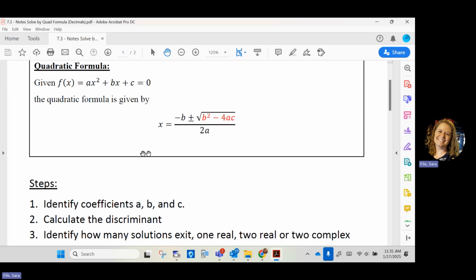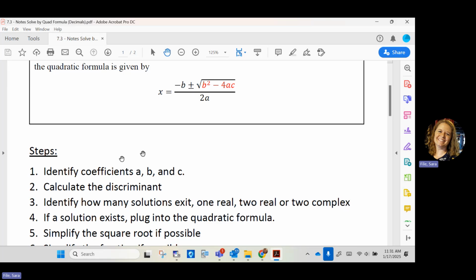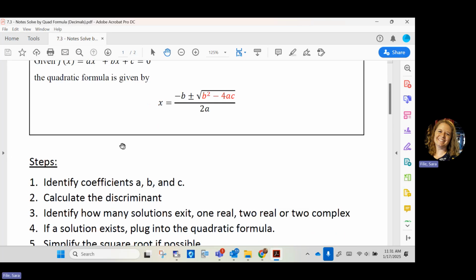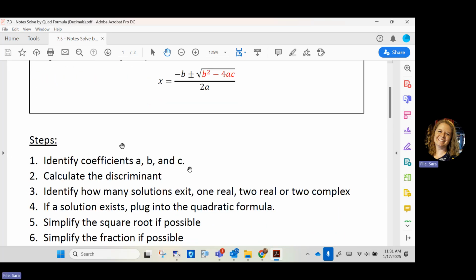The steps are going to be to first identify your a, b, and c. Remember, those are the numbers. a is the coefficient in front of x squared, b is the coefficient in front of x, and c is the constant. So identify your a, b, c and calculate the discriminant. Remember, the discriminant is what's under the radical. It's that portion that's in red here.